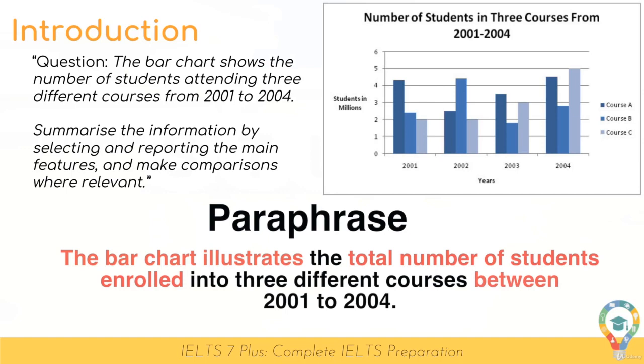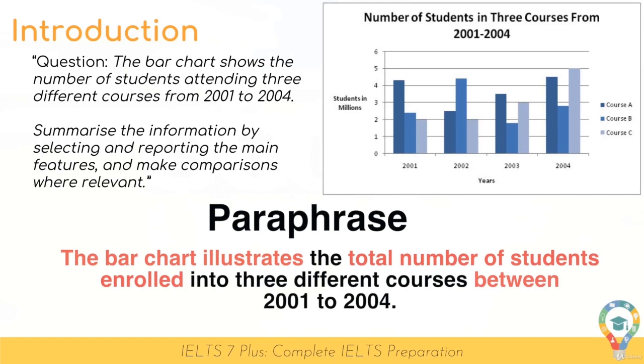As you can see, I haven't made huge changes to the question, and I've used my understanding of synonyms, words that have the same meaning, to reword and paraphrase the question. Instead of the bar chart shows, I've used the bar chart illustrates. The number of students has been changed to the total number of students. And I've used the synonym for attending, which is enrolled.